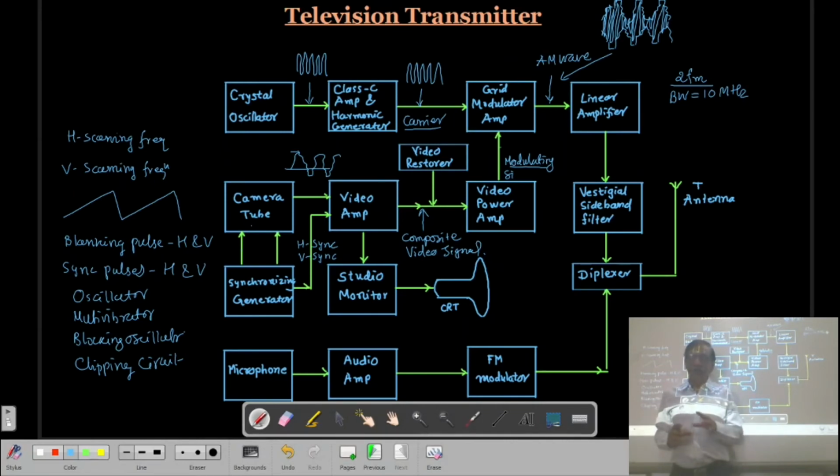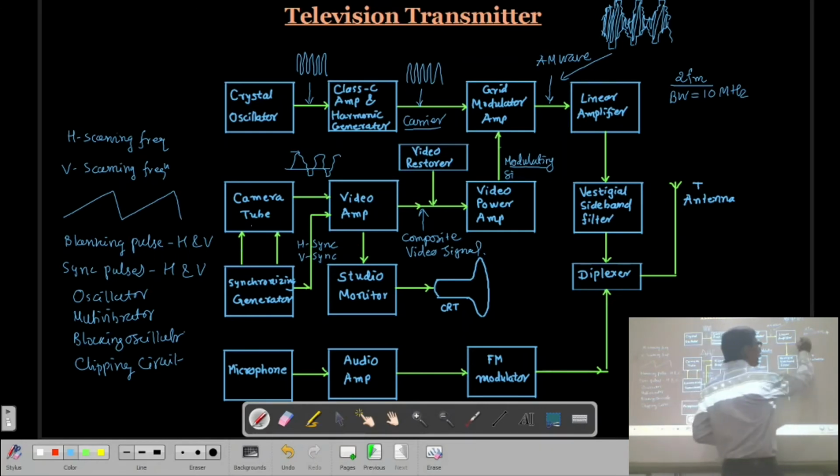So what is a vestigial type transmission? In vestigial type transmission, one of the sidebands is completely transmitted and some portion of the other sideband is transmitted. Here in this case, the upper sideband is completely transmitted, but some portion of the lower sideband is transmitted. So we can reduce this bandwidth from 10 megahertz to 7 megahertz.